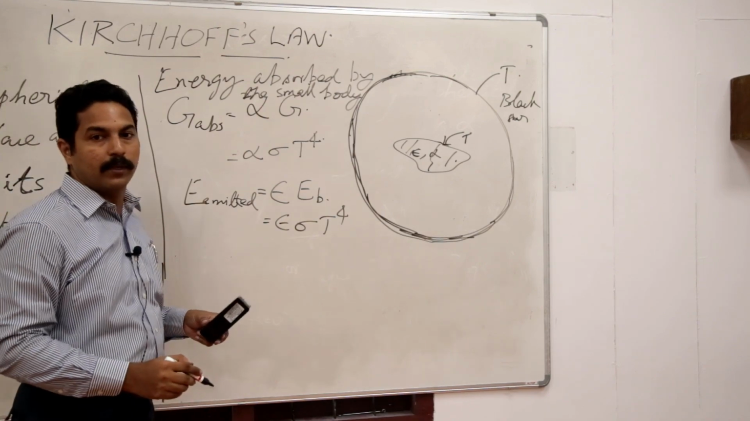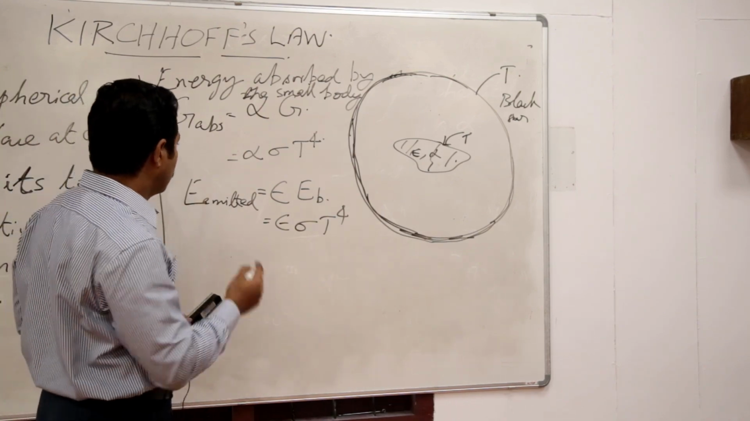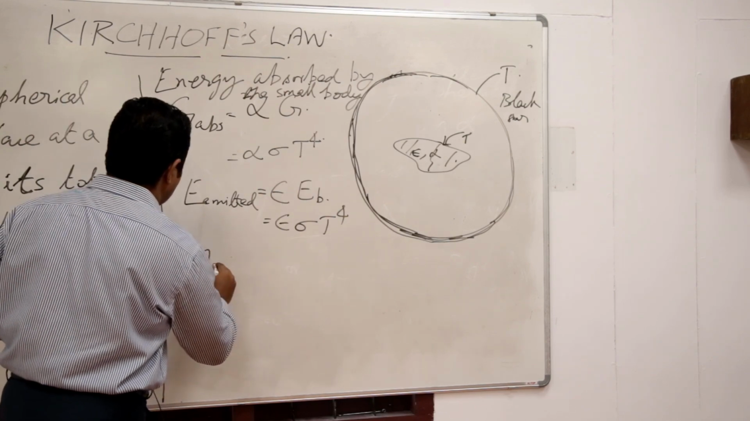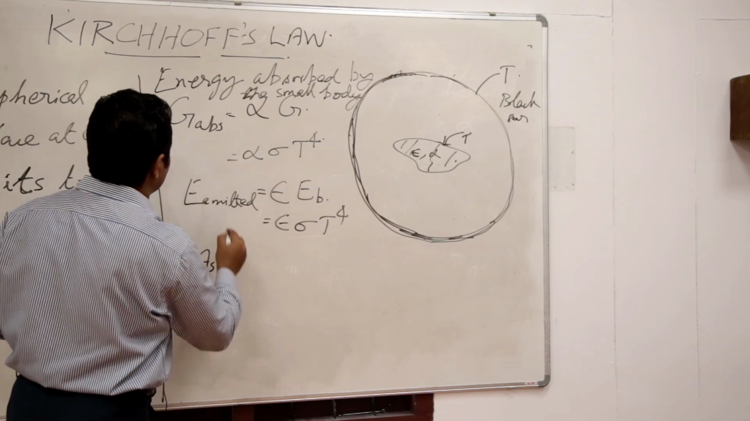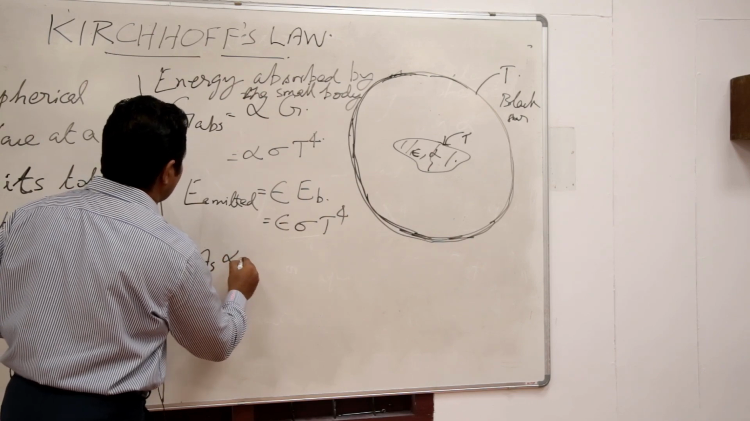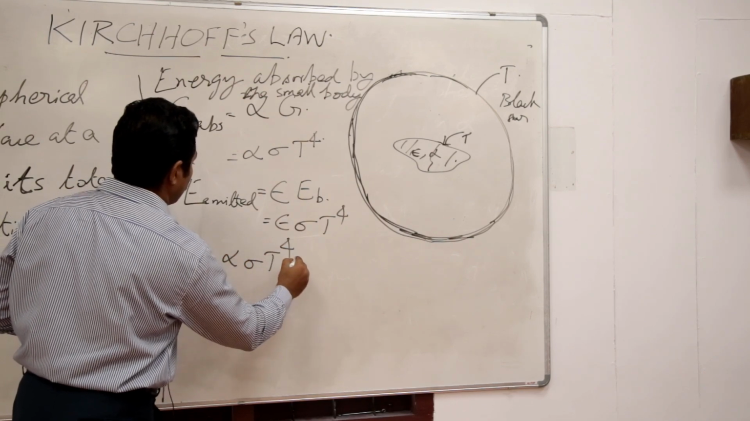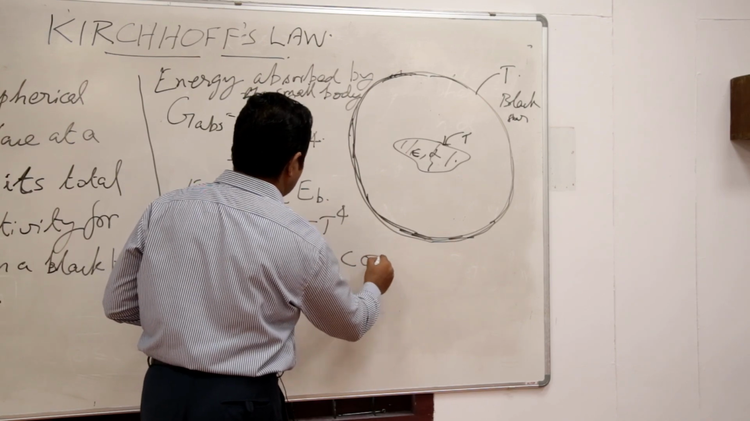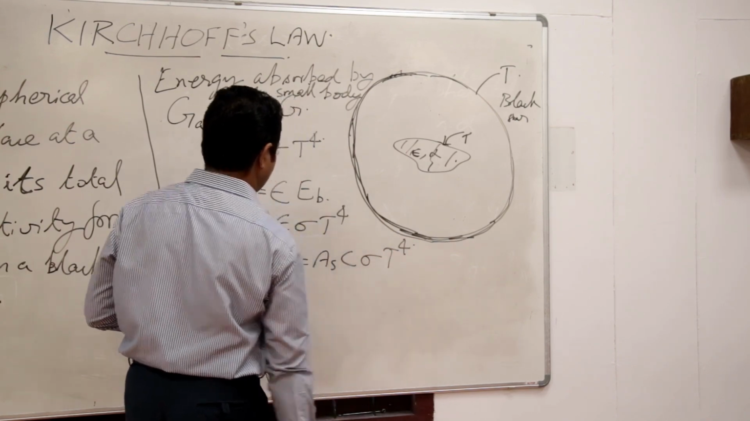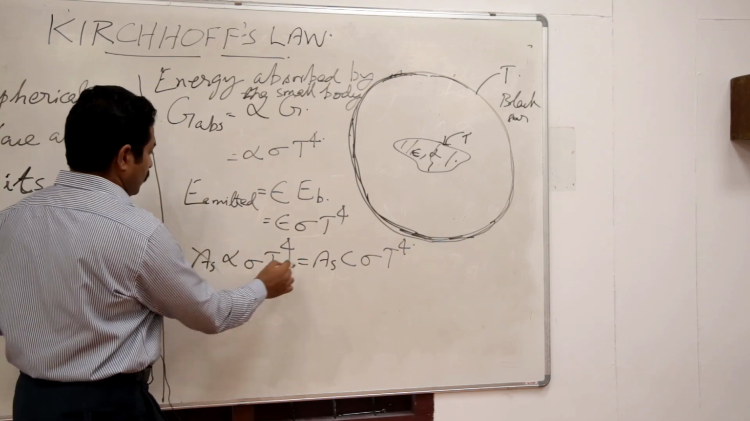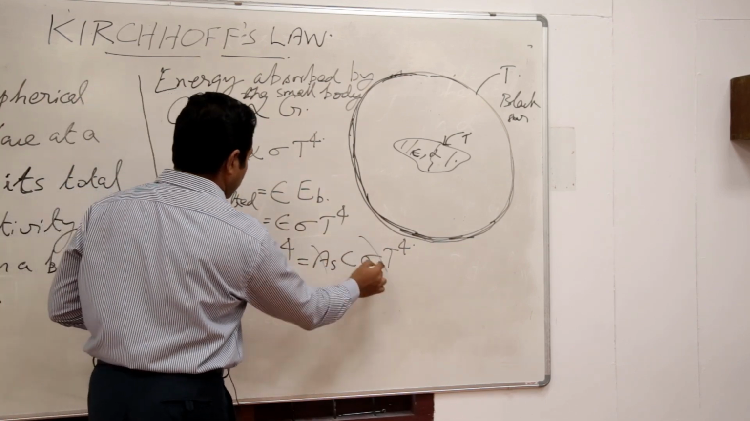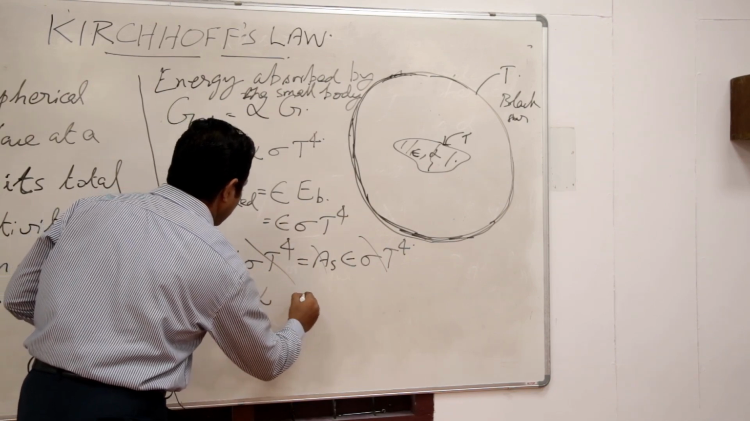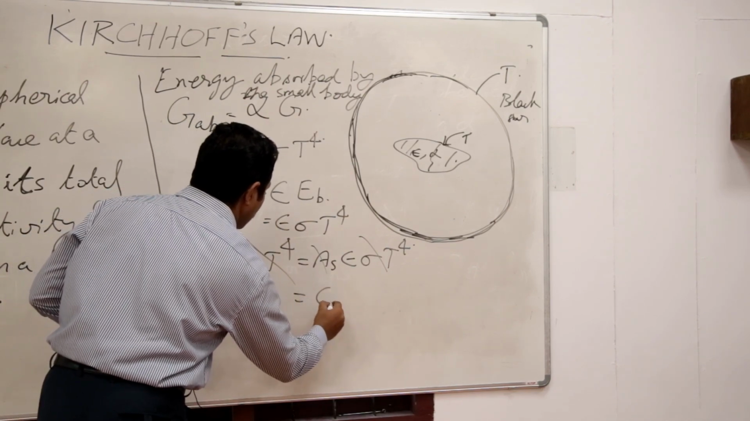Then at thermal equilibrium, when we are considering thermal equilibrium, we can take the surface area also. Then G absorbed, surface area into alpha sigma T to the power of 4, is equal to surface area times emissivity times sigma T to the power of 4. Then these quantities get cancelled and we will get absorptivity is equal to emissivity.